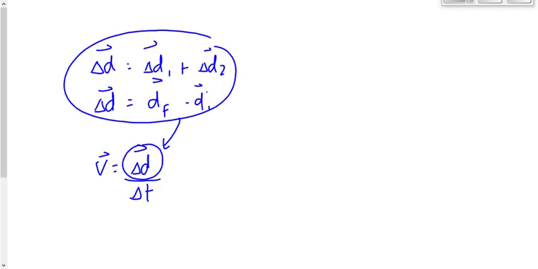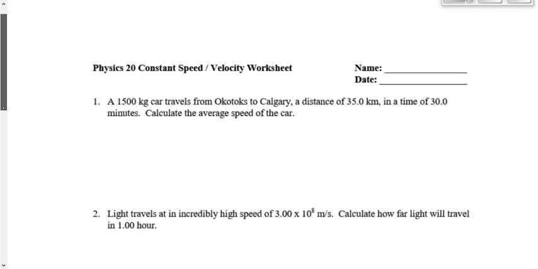All right, we had 5 questions for homework. There were 6 questions on the worksheet. I asked you to do the first 5. I want to take a look at those now. We're going to take a look at question 4 and 5 on our worksheet.